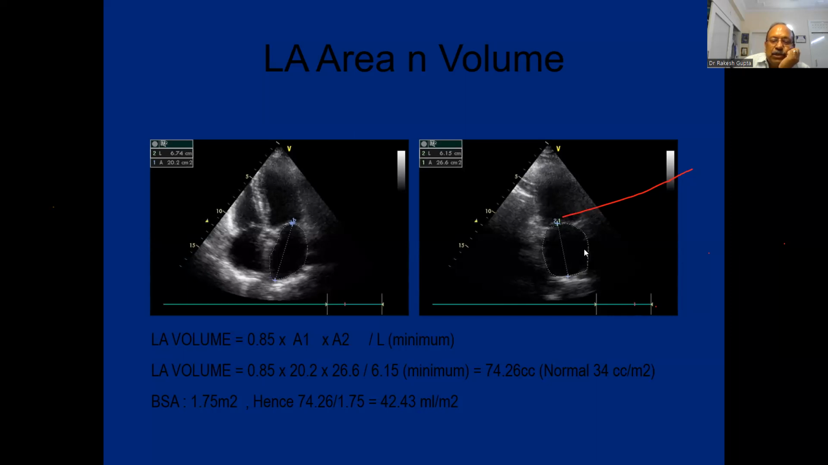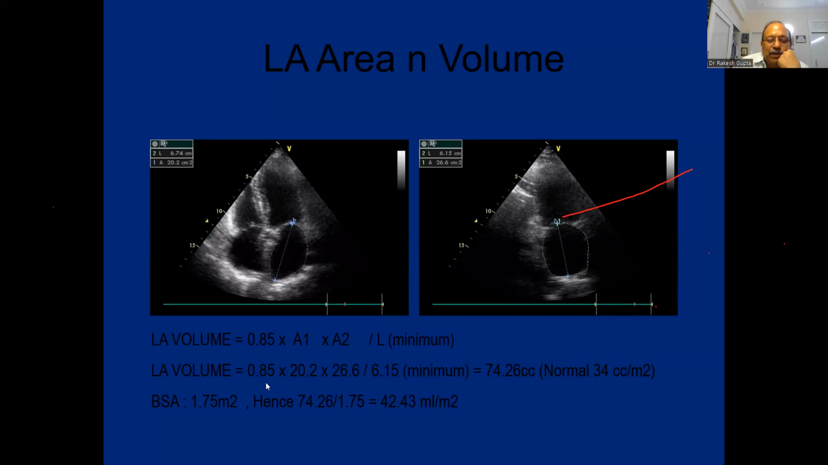Then these two things have got a length. One length over here is 6.74. The second length over here is 6.15. So this is one length over here, this is one length over here. Which length do we have to choose? We'll choose the shorter of these two lengths. 6.15 is shorter than 6.74.